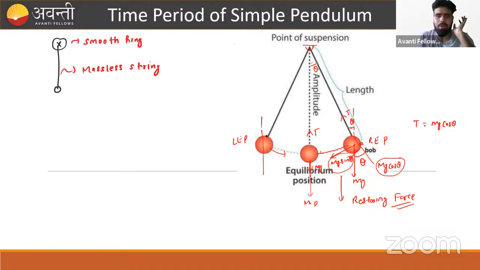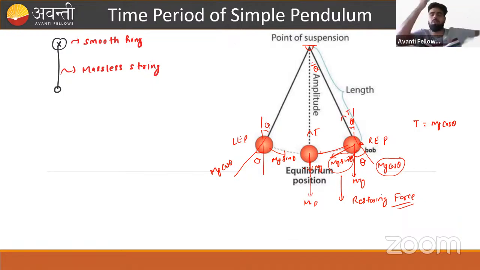The same thing happens for this position also, theta, theta, theta. This will become mg cos theta, this will become mg sin theta. I hope this is clear. And at the mean position, we can say mg must be balanced by tension. So at the mean position, the equilibrium position, the net force is 0. Is it clear, beta? Yes or no?